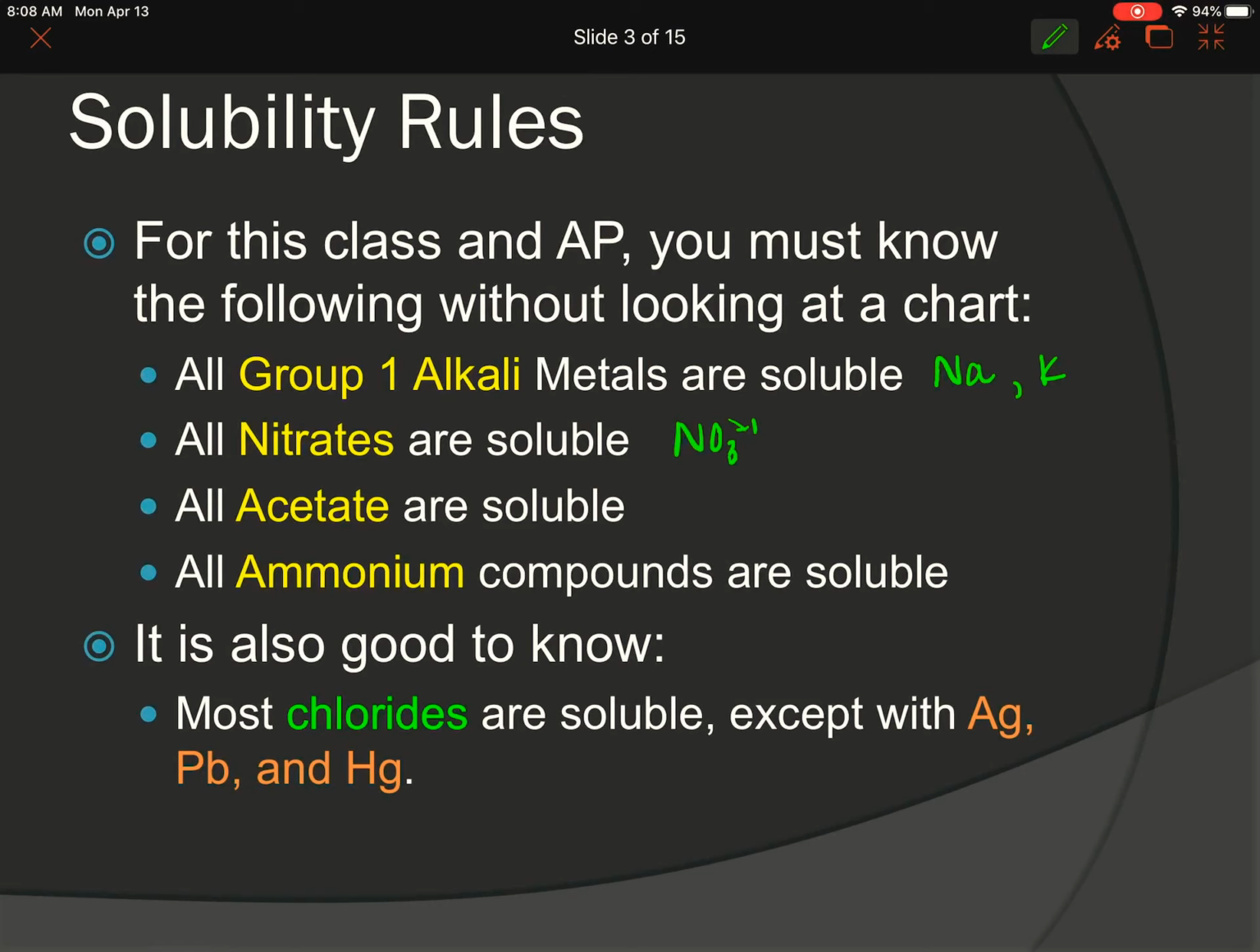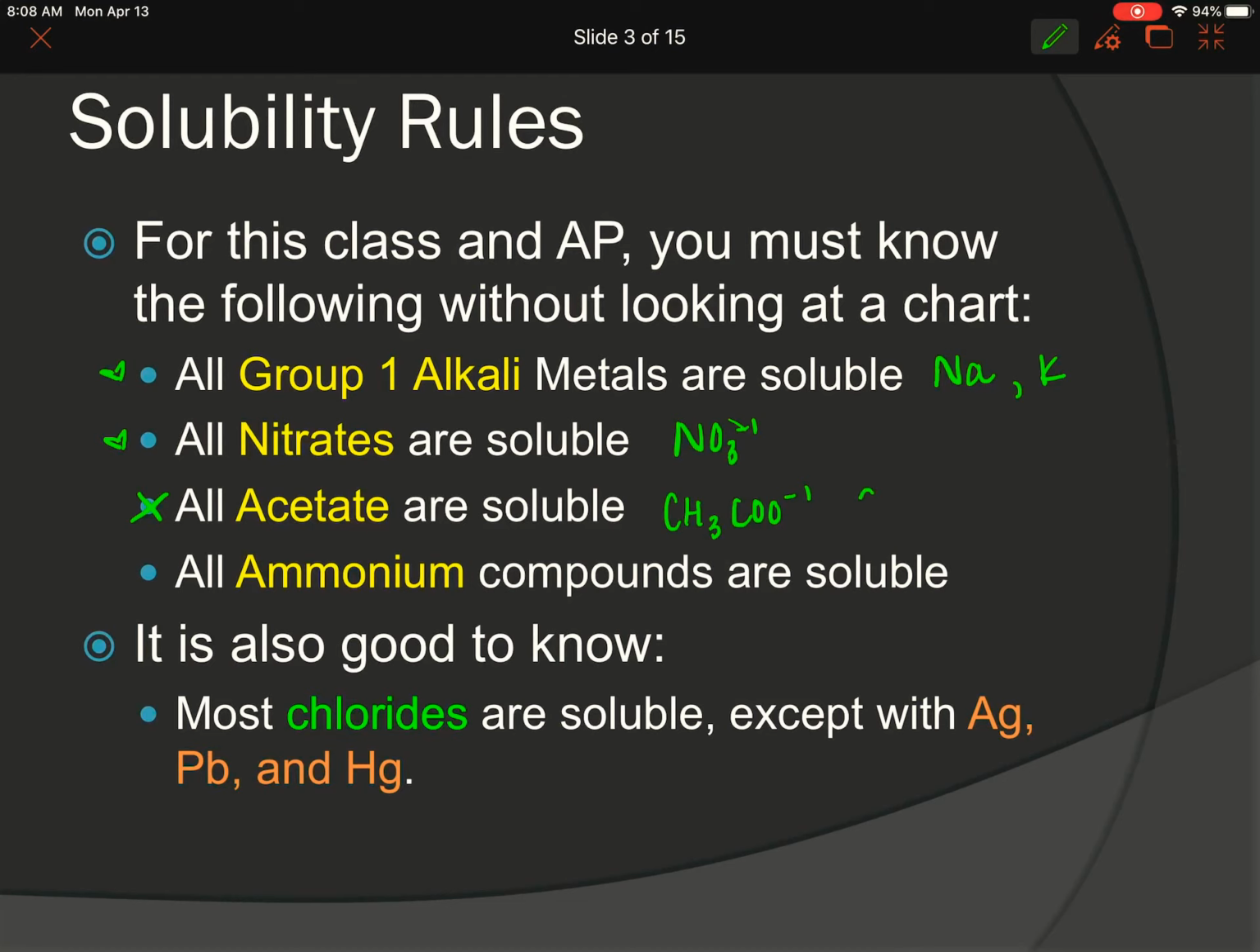Any compounds involving acetate are going to be soluble. Now, this is not something that you need to know for the College Board. The College Board expects you to know that sodium and potassium are going to be soluble compounds. Nitrate is going to be a soluble compound. Acetate is a special polyatomic ion. There's two different ways to write it.